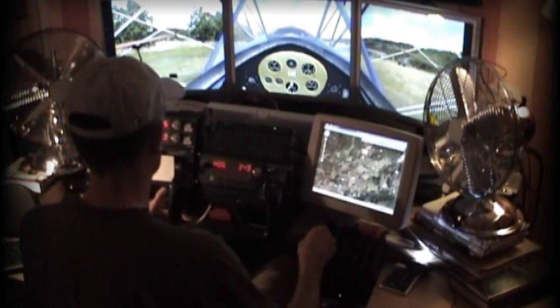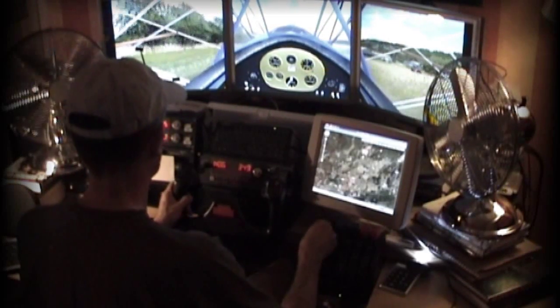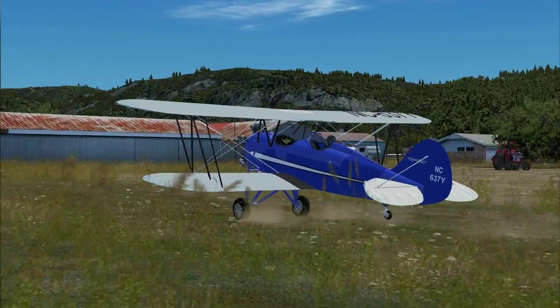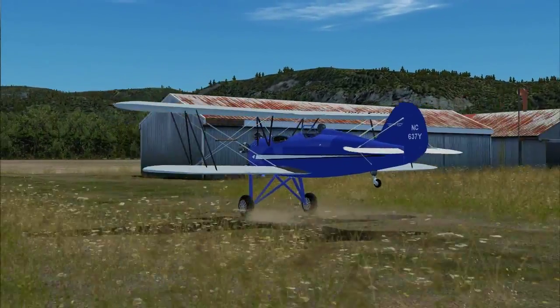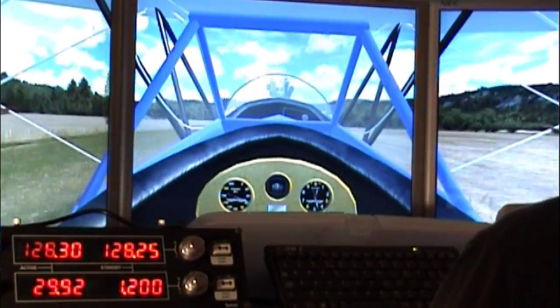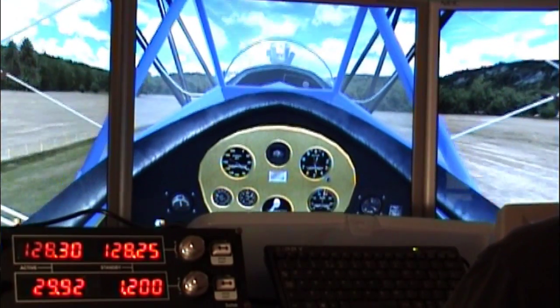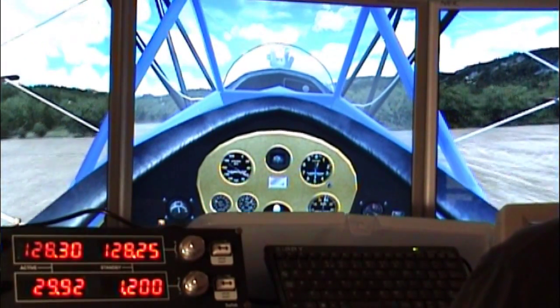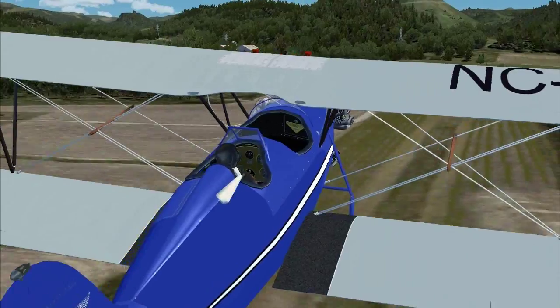So here we are again. I'm at a nice little farm strip in Washington State in the Waco INF, and I thought I'd fly a quick circuit while I tell you about something I've been working on. I'm actually going to fly a circuit and a half from here because I want to land in the opposite direction. This is a tricky strip, very steep approach from this end.